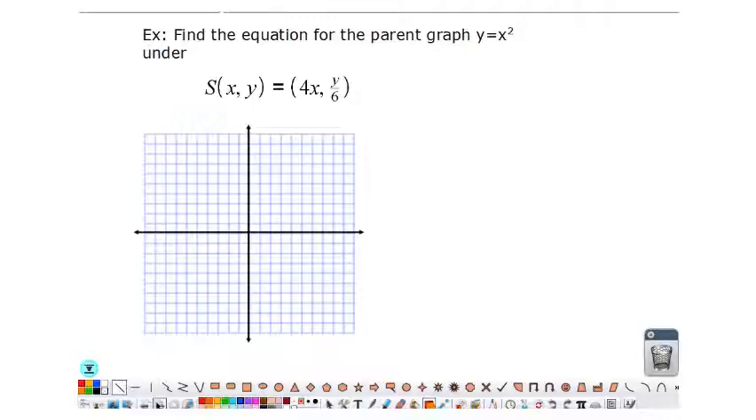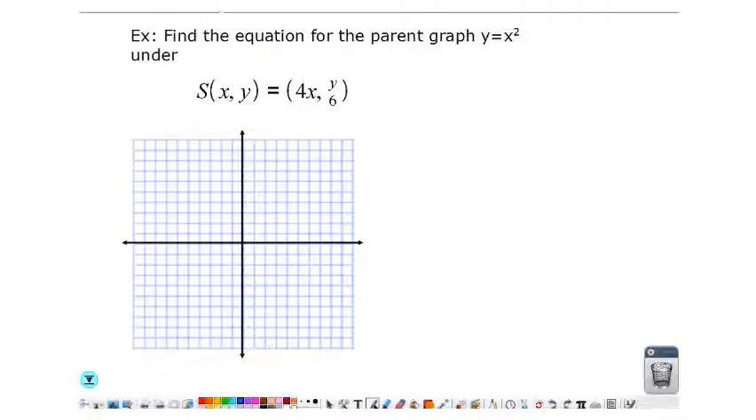So now we're going to use the parent graph y equals x squared, and we're going to transform it with 4x and y over 6. So we want to write the new equation and we want to do the graph. So let's start off with doing our equation first. So step 1 is to find our replacements, so our substitutions.